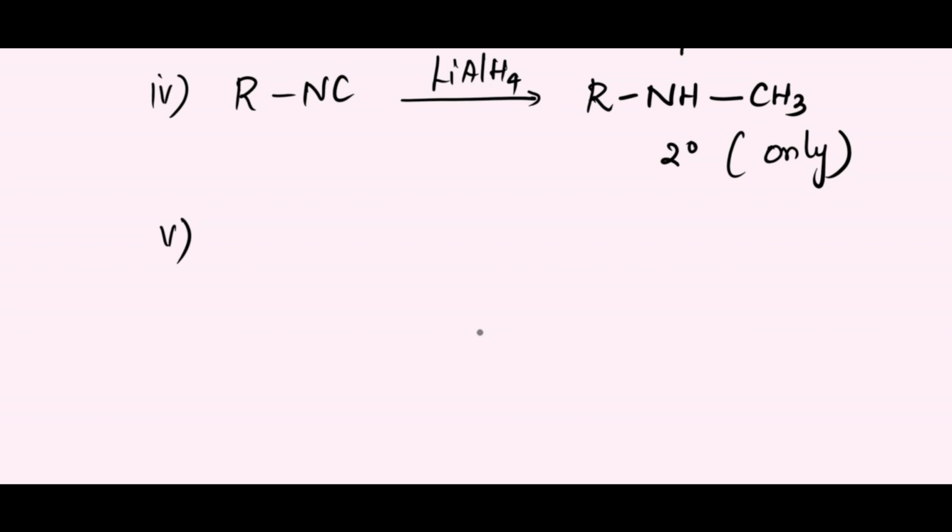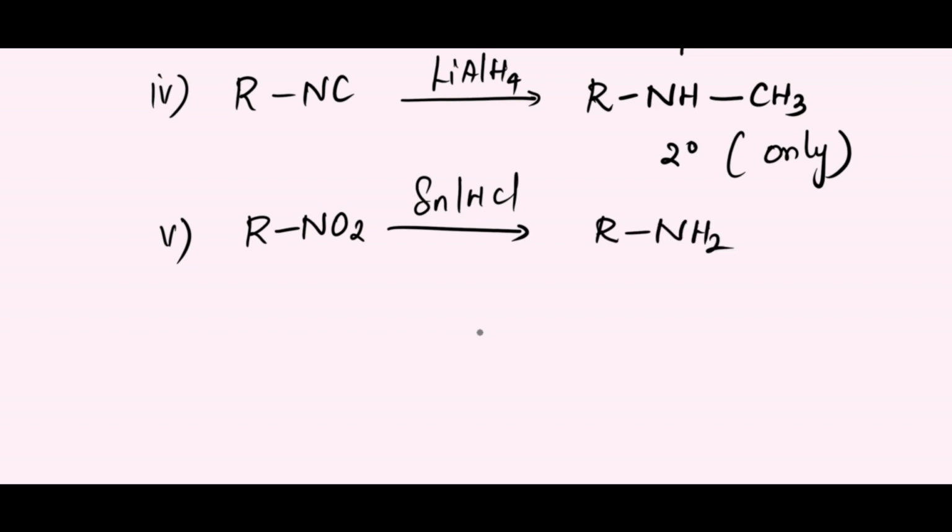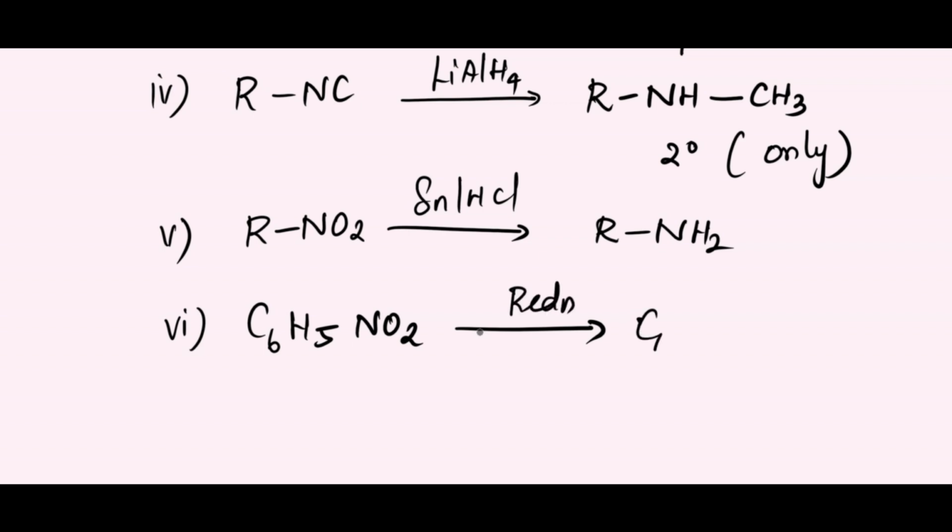The next reaction we very well know, RNO2 upon reduction it will give RNH2. This is very important. In the series of reaction questions, they will ask this kind of thing. The next one is doing with aryl group also. The reduction happens to give C6H5NH2.